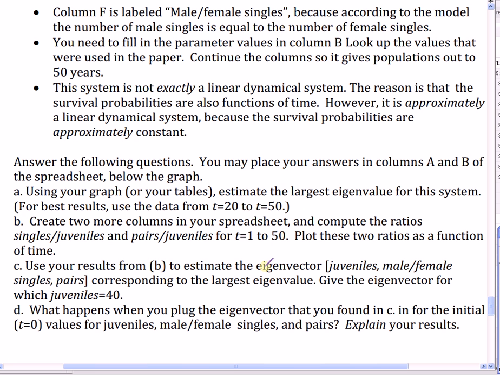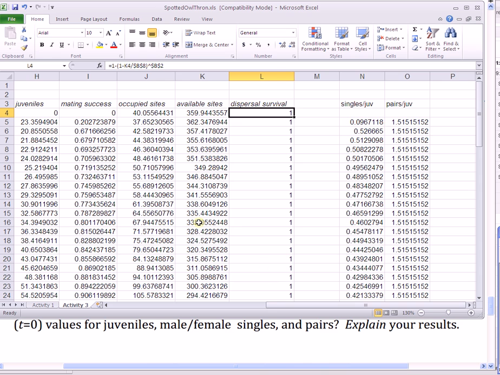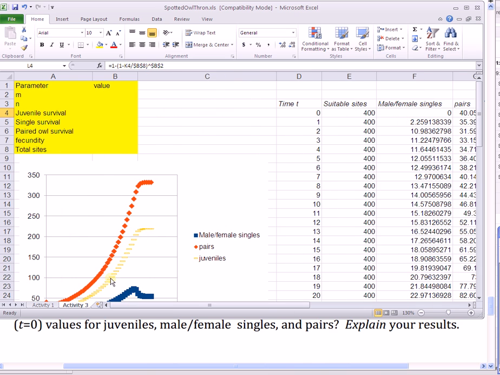Use your result from B to estimate the eigenvector. The eigenvector should have three components, one for juveniles, one for singles, and one for pairs. I want you to find the eigenvector corresponding to the largest eigenvalue. Remember what we've talked about, that the largest eigenvector is related to the trend. So you should be able to go and do something with it. What you get will not look quite like this, but what you want to do is something with the trends here to pull out an equation that you can use to find the eigenvalue. I won't say any more than that, but it's something that we've done already in the previous activity.